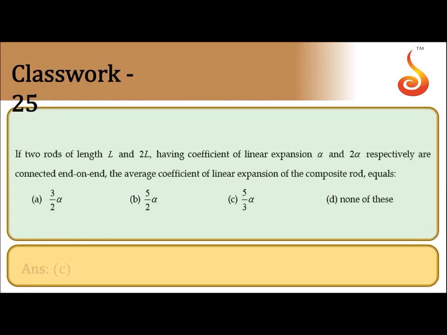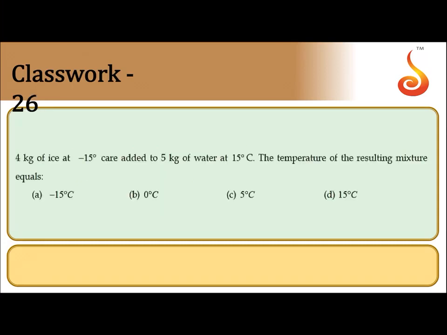Yes, we shall move on to next one. 4 kg of ice at minus 15 degrees are added to 5 kg of water at 15 degree Celsius. The temperature of the resulting mixture equals. So when water at 15 degrees Celsius gets converted to water at 0 degrees Celsius, let us see what will be the heat released.